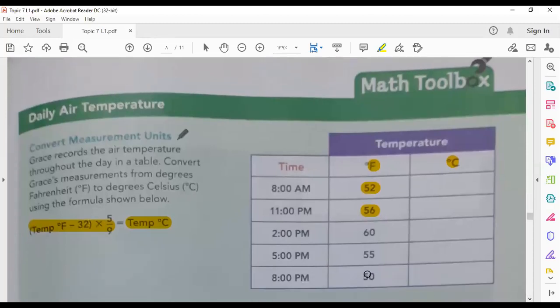The last one. Okay, 50 minus 32 equals 18, times 5 over 9. 90 over 9, right? Yes. And then it will be 10. You are the only one who solved it without fractions.